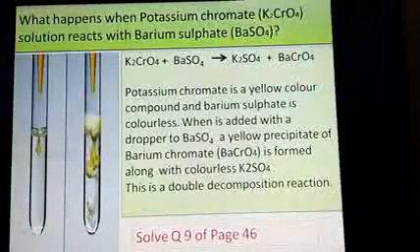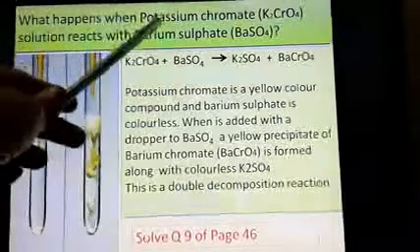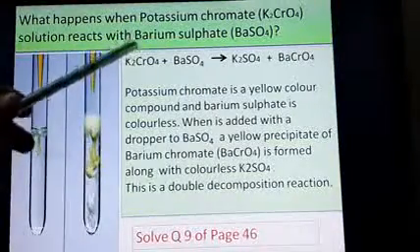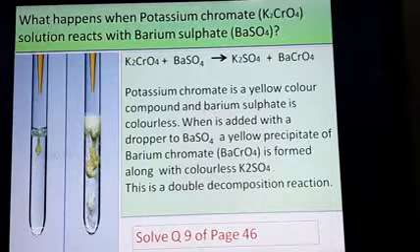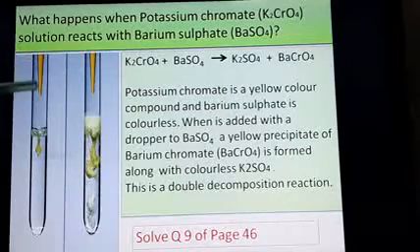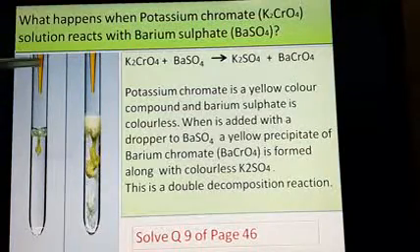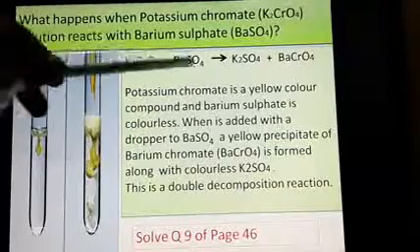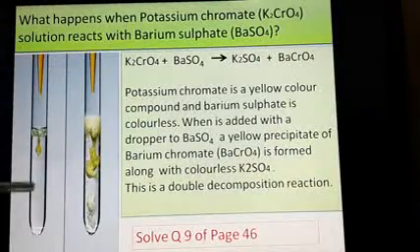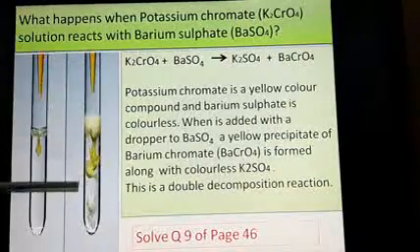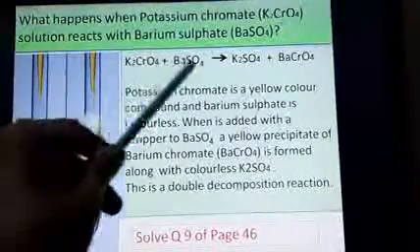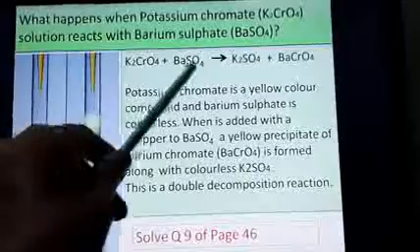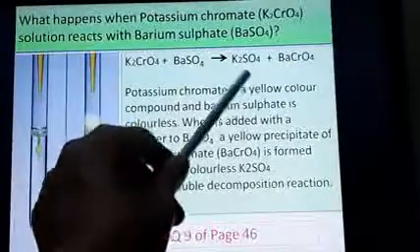Look at this example. You have potassium chromate reacting with barium sulfate. We have taken this example earlier also. So if you can rewind and see the previous slides, you will see that potassium chromate is a transparent yellow color solution, and barium sulfate is a transparent colorless solution, and when they both mix together, you get a salt K with SO4, and you know the valency of K is 1, SO4 is 2, and therefore you get K2SO4.